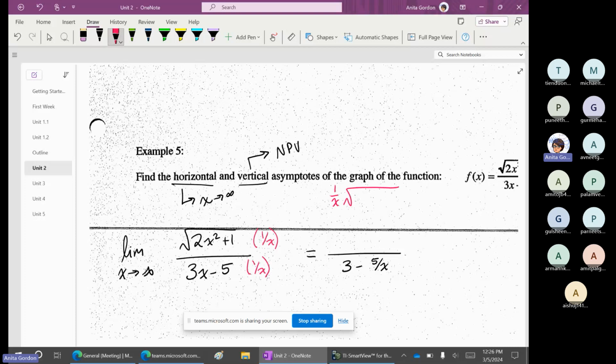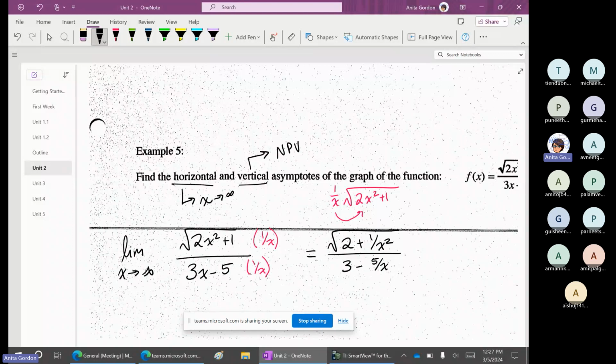One over x times 2x squared plus 1. How do I take this x and put it inside the square root? Oh, you make it square. I have to square it and then it can go inside, right? So now do that in your head. If I square it and I put it inside, what does my numerator look like? 2 plus 1 over x squared. Did we all follow that?